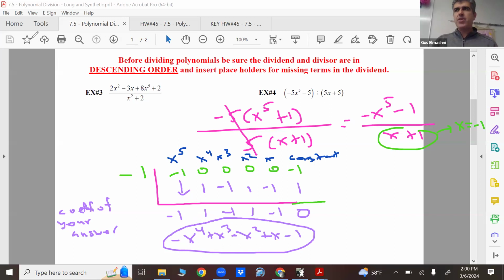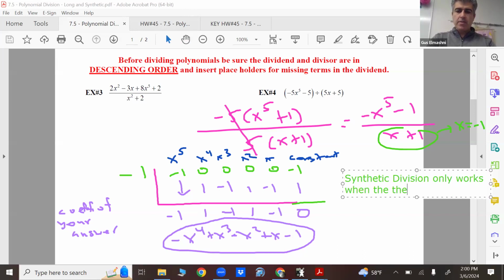So my suggestion is to use synthetic division if you can. The only problem is that synthetic division only works when the denominator is a linear expression. You may want to write this down so you guys are not confused.